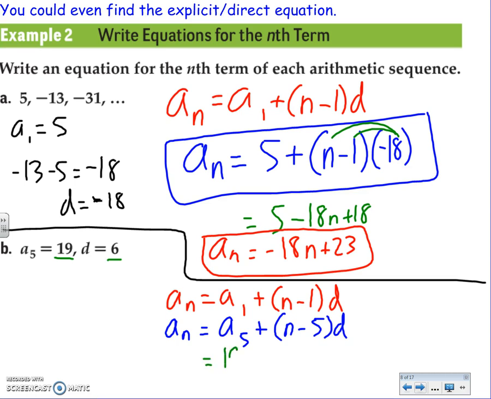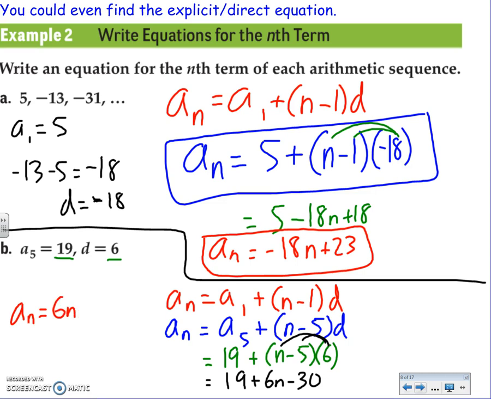So a sub 5 is 19 plus, we don't know n, minus 5 times d is 6. Let's distribute. So that's 19 plus 6n minus 30. And we can combine that. Our final equation is a sub n equals 6n minus 11.